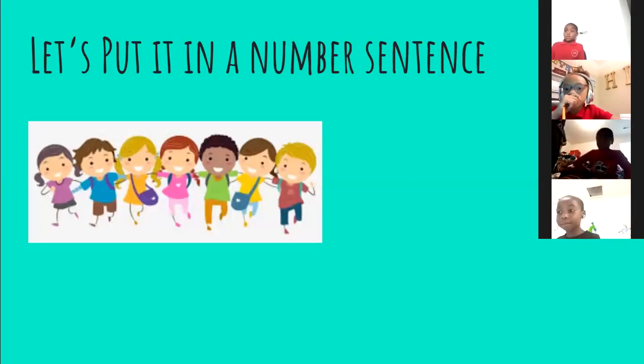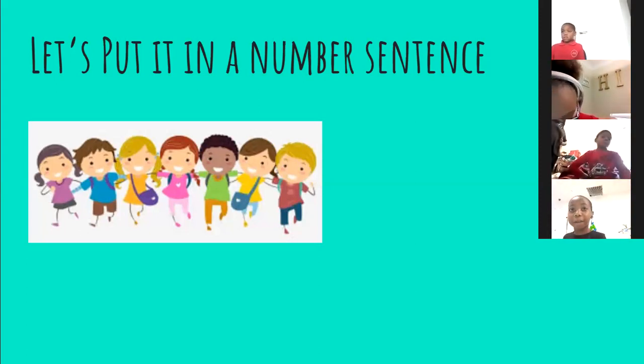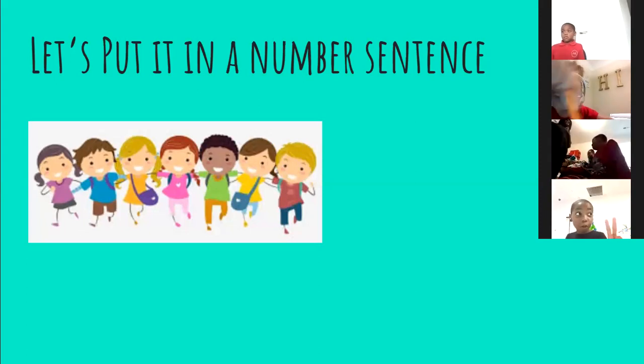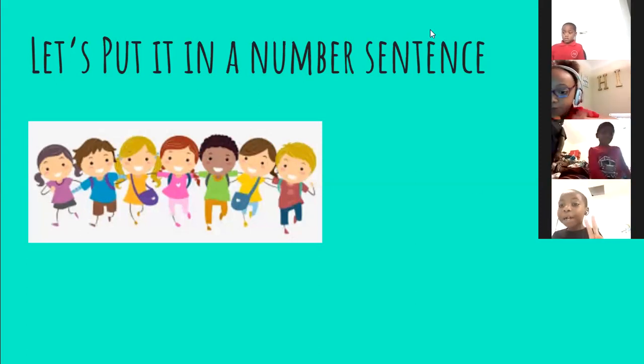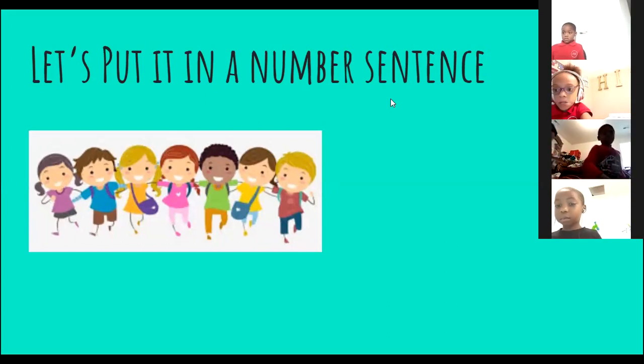So what is your number sentence? 2 and 5. That makes 7. Yes, so 2 plus 5 equals 7. Say it again. 2 plus 5 equals 7. 2 plus 5 equals 7. Right, put yourself back on mute. Thank you.